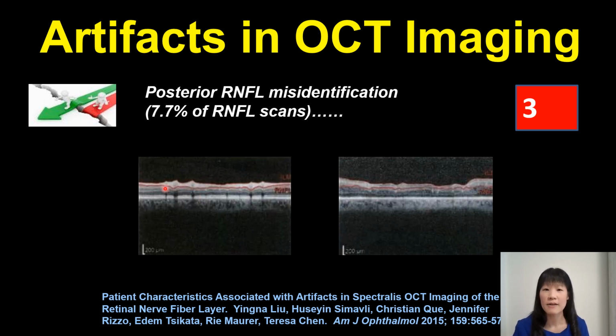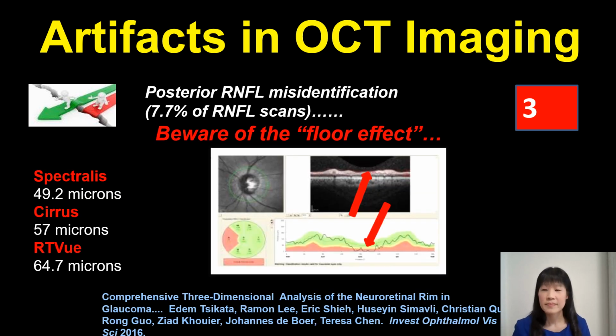So here, a normal RNFL, very easy to segment, in white here. However, in a glaucomatous RNFL, it's not so white and it's kind of grayish. So here you can see the machine incorrectly delineating the red posterior RNFL segment as near where the inner plexiform layer is. So this is one of my favorite OCT artifacts. It's very easy to spot in the clinic when you're rushed.